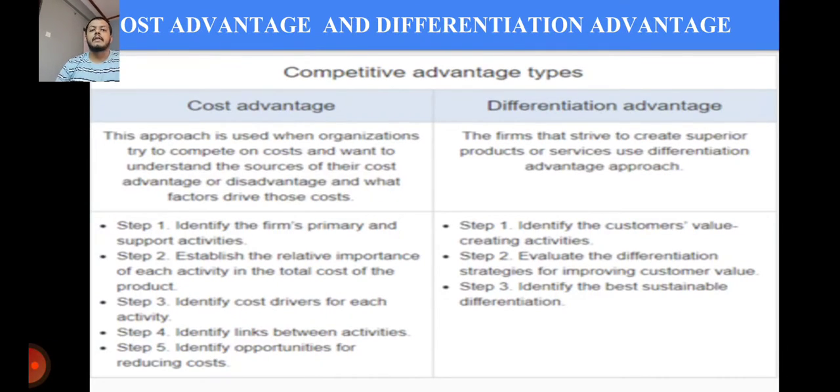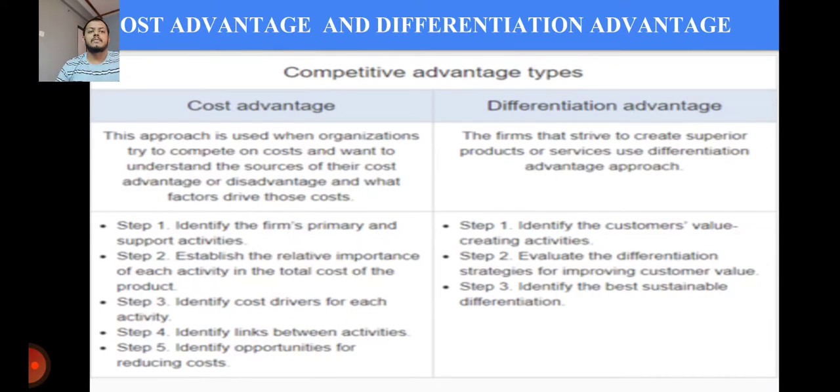Step 1. Identify the firm's primary and supportive activities. Step 2. Establish the relative importance of each activity in the total cost of the products. Step 3. Identify a cost driver for each activity. Step 4. Identify links between the activities. Step 5. Identify opportunities for reducing the cost.